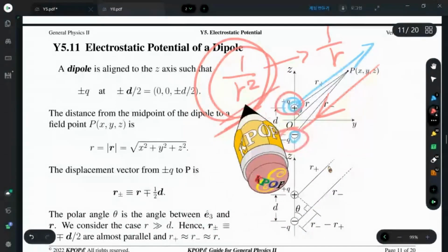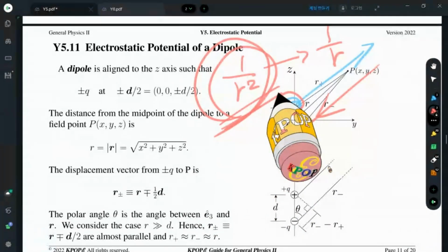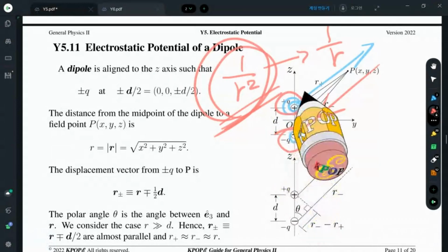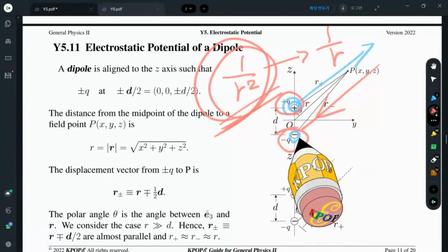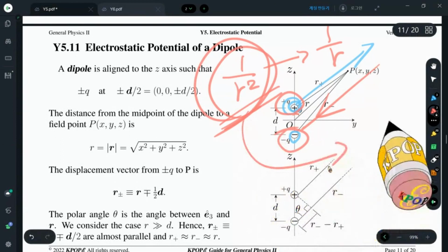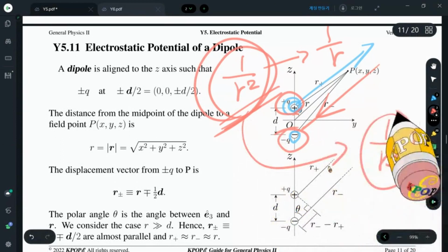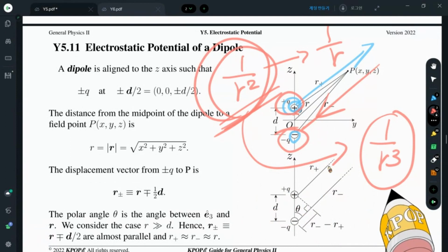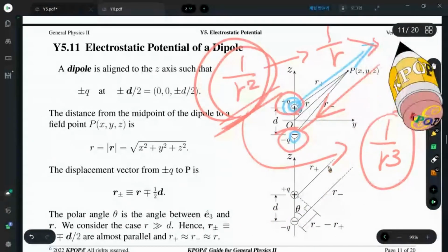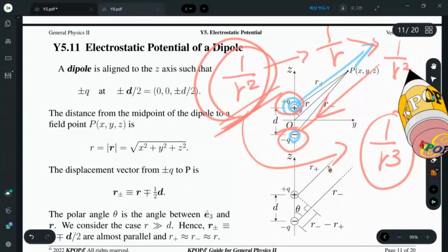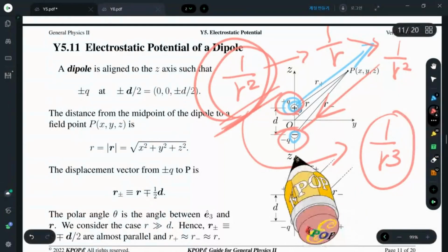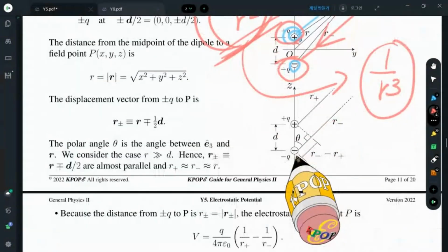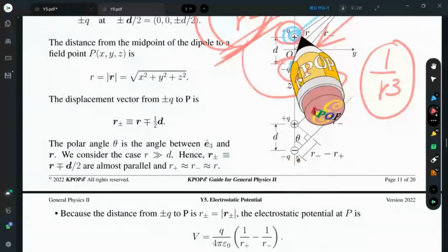Because of the exact cancellation of the 1 over r dependence in the electrostatic potential due to a dipole, this results in a 1 over r cubed electric field, and a 1 over r squared potential. That does not happen in the gravitational case, because the masses are all the same, positive only.